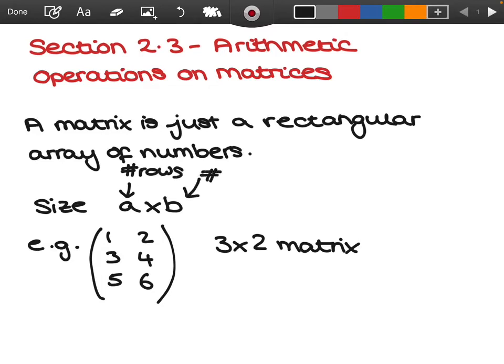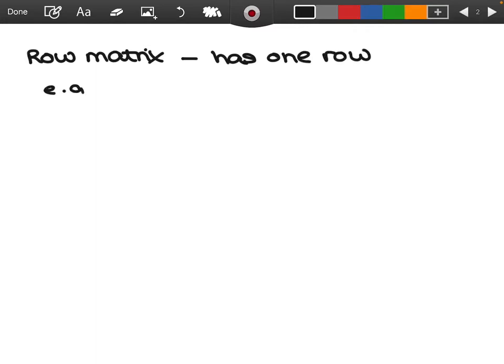so it's always the number of rows by the number of columns, so the rows always go first. So whenever you see that notation, that's what it means. If a matrix only has one row, it's called a row matrix. So a row matrix is literally just a matrix with one row.